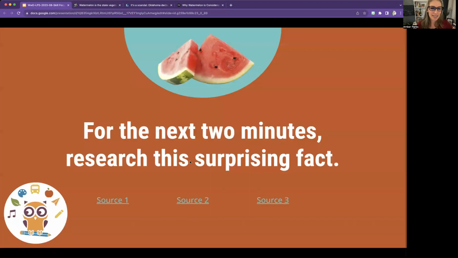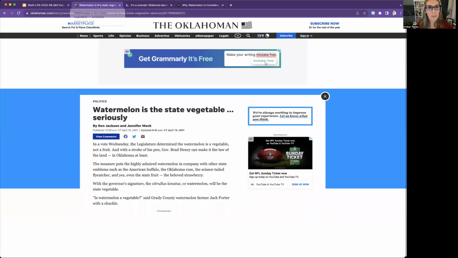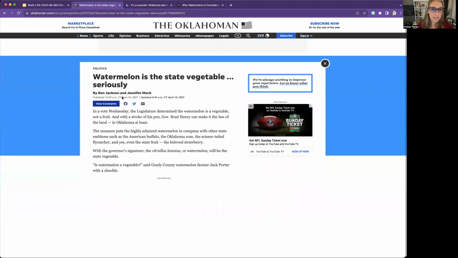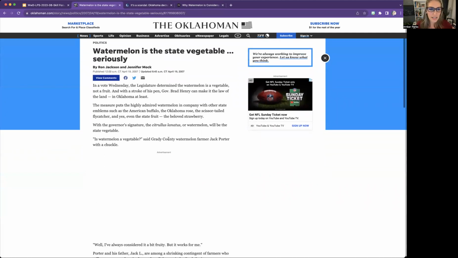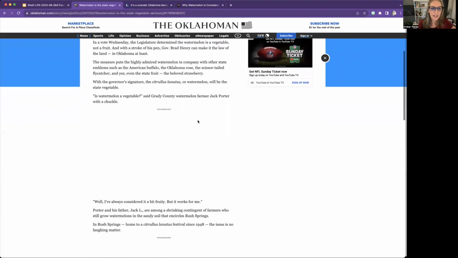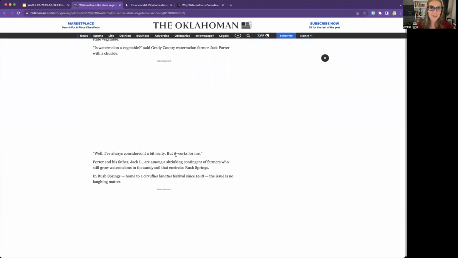And so what we have on this next slide are three different sources for you to go to and learn a little bit more. I have on here for the next 2 minutes, just to make it light and easy. Students can use devices to find this information, or you can just pop them up on the screen and talk through what information we can glean from the different articles. So this is source one, and we can see that it was from 2007. It was when Governor Brad Henry was in office. And it even goes into some of the other state symbols that we have. And then it gets a little bit into the discussion about really watermelon as a vegetable.